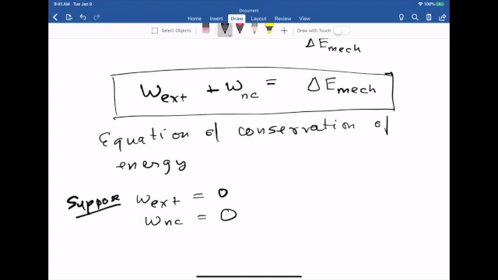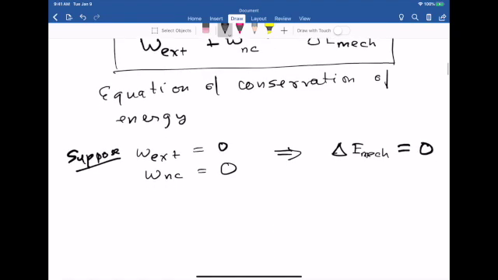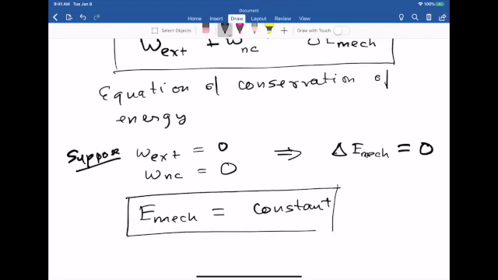What can I say about delta E mech? This would imply that delta E mech, the net, and E mech is simply the sum of the kinetic and potential energies, delta E mech is equal to zero. So that means E mech in that case would be equal to a constant. So if there is no external force acting on the system and the work done by external forces is zero, and also if there is no non-conservative force acting on the system, so there is no work done by friction or air resistance or any of that, we conclude that the mechanical energy of the system would be constant or conserved, right?